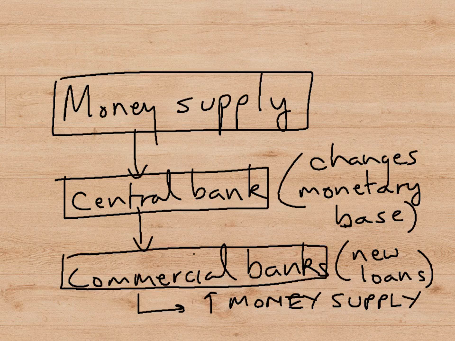In fact, it probably just accounts for maybe 20% of the change in the money supply. Most of the change in the money supply is caused by the commercial banks making new loans. So they are the major influence. The commercial banks are the major influence on the money supply. So this is how we change the money supply.